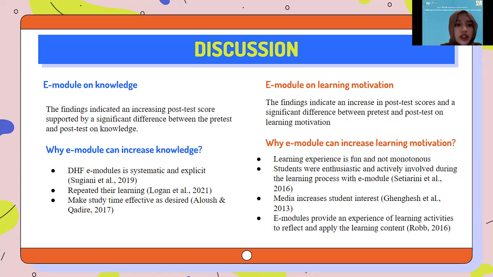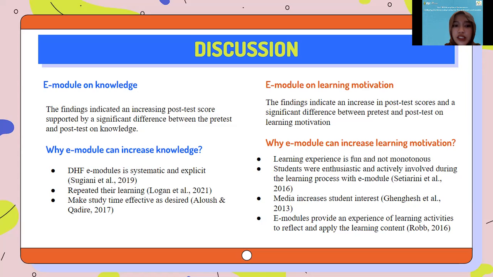Meanwhile, in learning motivation, the finding is in line with the quasi-experimental study by Asriel et al., 2019, which showed a rise in post-test score after using e-modules, and previous research by Putri et al., 2020 has also stated that e-modules effectively increase learning motivation and improve learning outcomes. And why does it happen? It's because the use of e-modules with high quality graphic resolutions and electronic media can trigger increased learning motivation during the learning process.